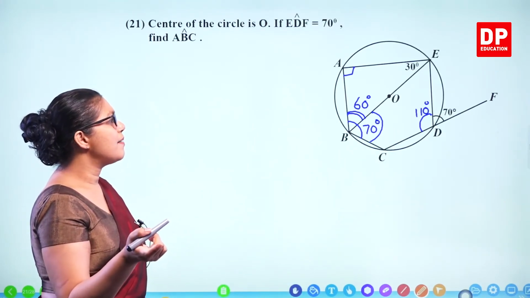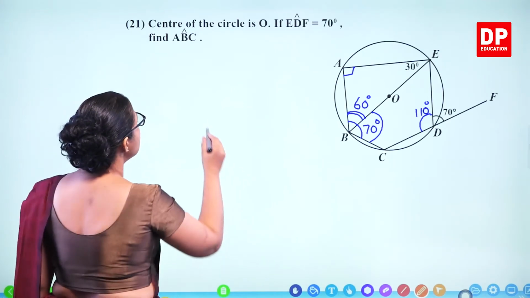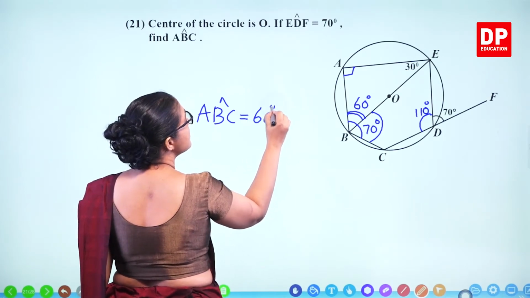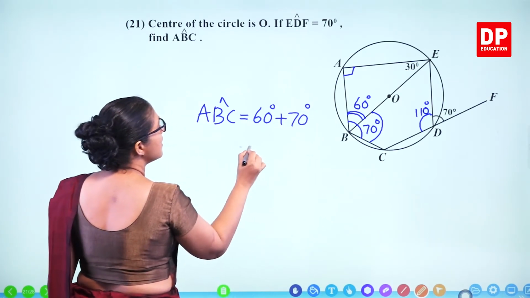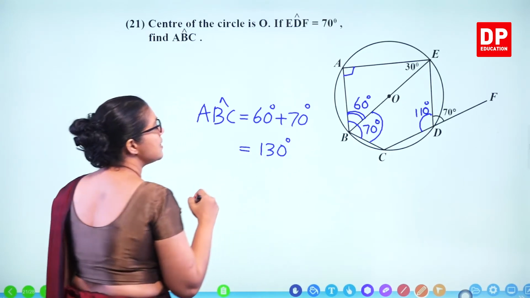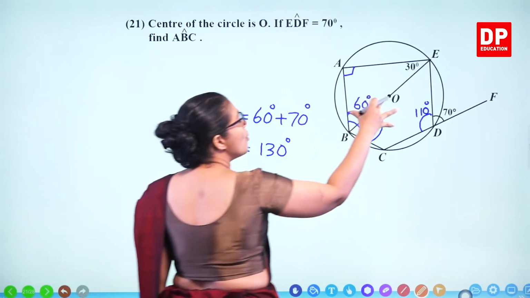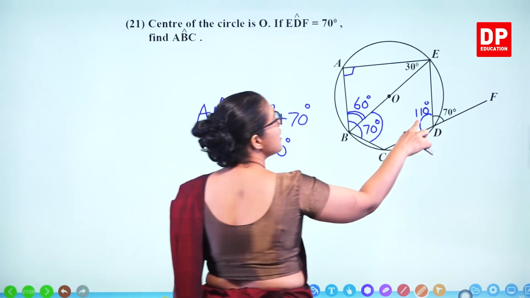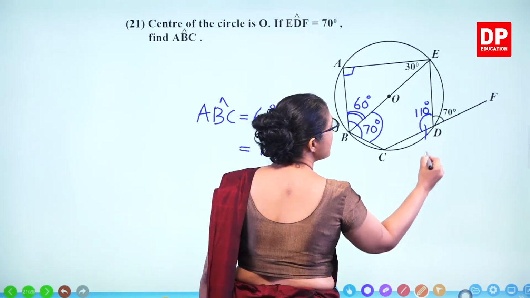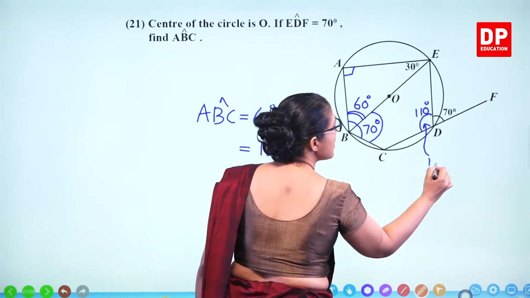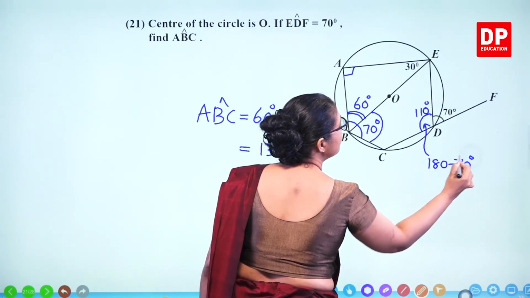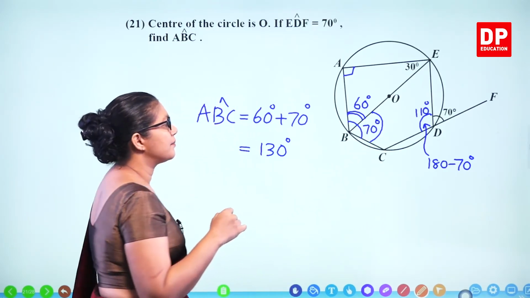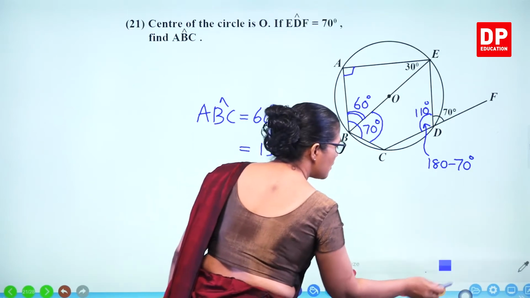Alternate segment theorem. So what is angle ABC? That's 60 plus 70, you get 130 degrees. When you show all the workings here, you don't need to write it again and again. So here this is 110. If you can't do it at once, you can write 180 minus 70, and you get this. Then this angle is 70, so just add it. So 130. So 2 marks for that.